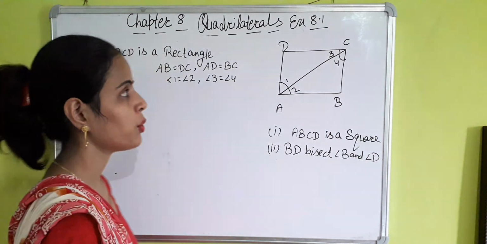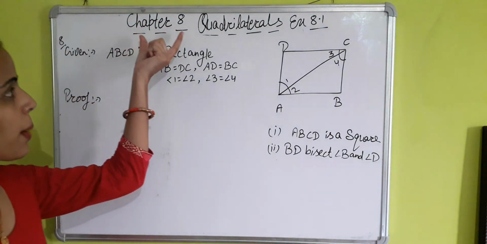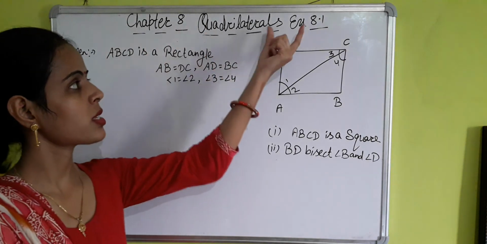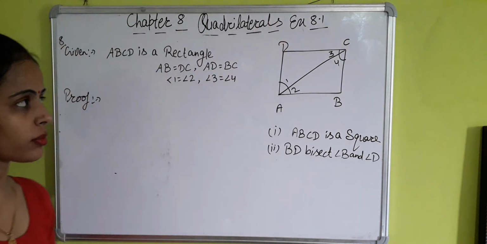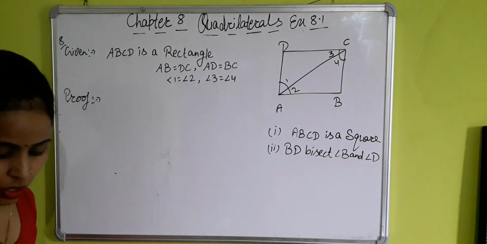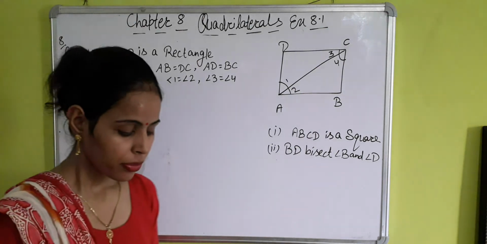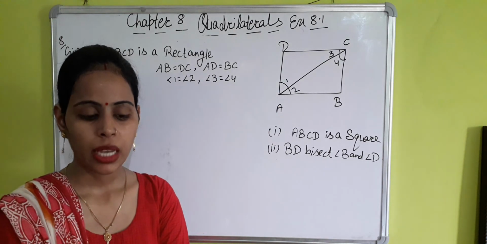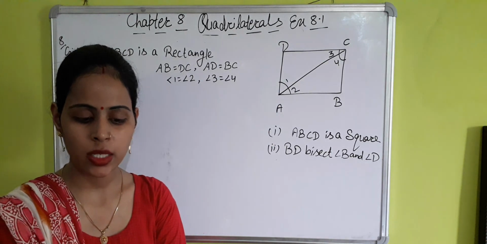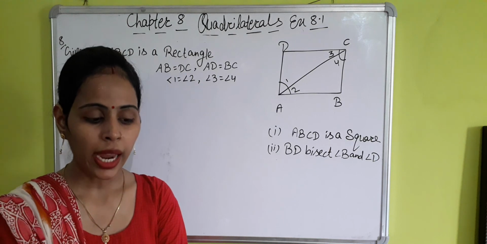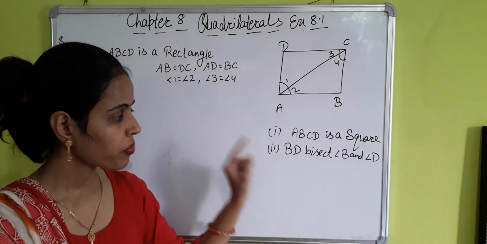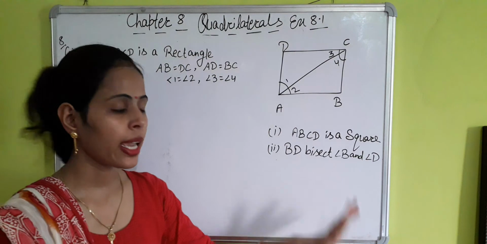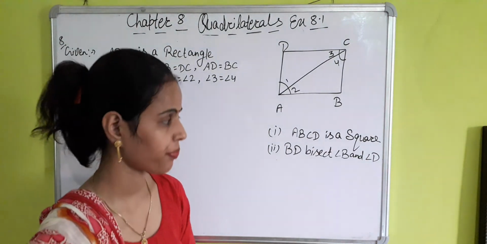Today I am here with you. Chapter 8, Quadrilaterals, Exercise 8.1, Question number 8. ABCD is a rectangle in which diagonal AC bisects angle A as well as angle C. Show that ABCD is a square, and diagonal BD bisects angle B and angle D.